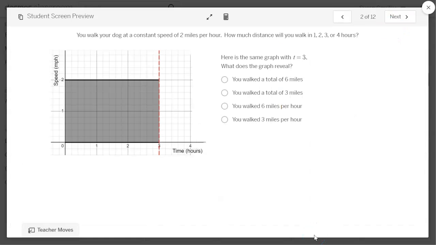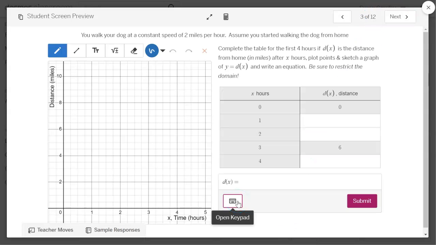Now they're taking the same rectangle and we're at exactly t is equal to 3. What does that reveal? And so which of these answers make sense in this context? And then finally, they're going to use those answers that they have for 1, 2, 3, 4 that they've already generated, and they're going to put them in this table, and then they're going to plot those points on this graph and then type an equation to fit the data here, and be sure to restrict the domain.